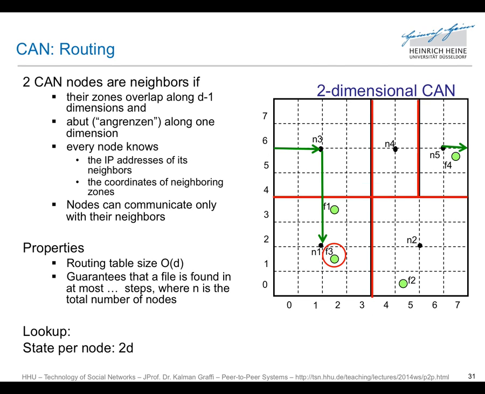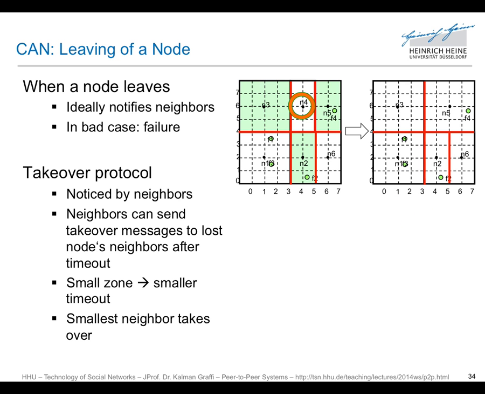And then it's the question what happens if one node fails in this network. Let's say we have this example, and N4 leaves the network. Then we have two cases of what can happen. First of all, how is it detected? It's detected by the neighbors that periodically check whether the node is online or not.